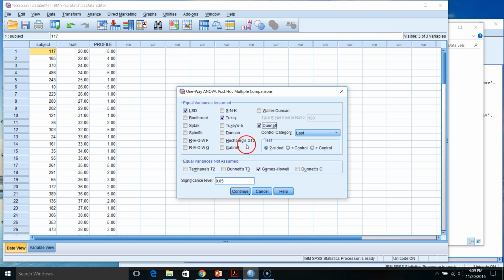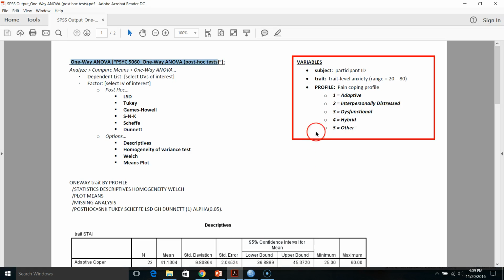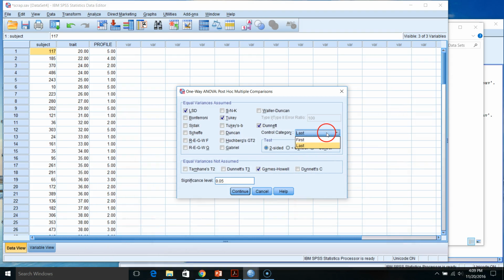We're going to request Dunnett, right? This is where we're comparing all of our groups to some control category. Here, if we pull it up, in this case, our adaptive copers are probably our best bet. So we're going to set our control category to be our first. Basically, this is going to look at levels of trait anxiety comparing all other groups against our adaptive copers. So we've got 1, 2, 3, 4.